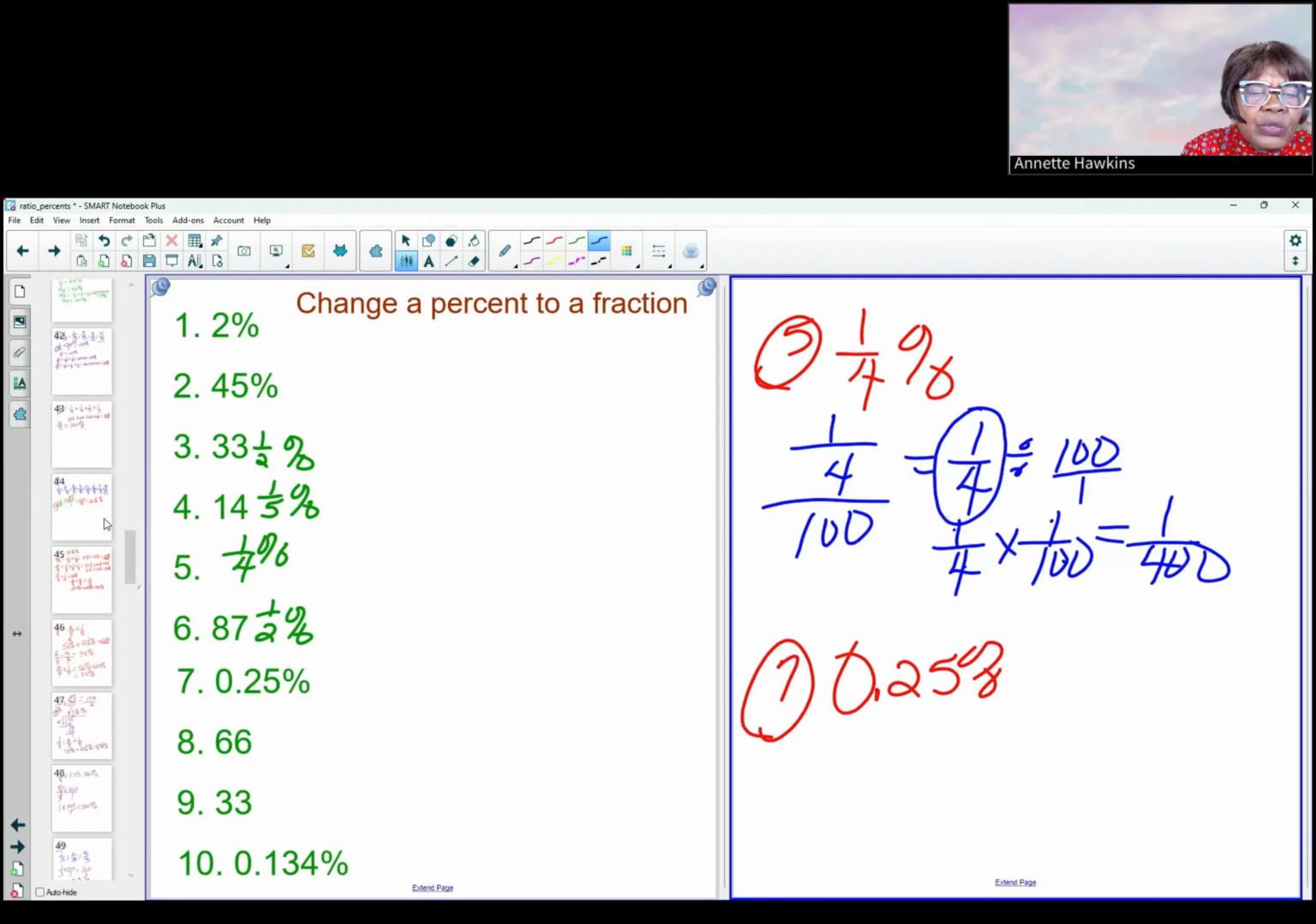Let me quickly do this last one because we're running out of time. Make sure that you are getting pictures so that you can post.